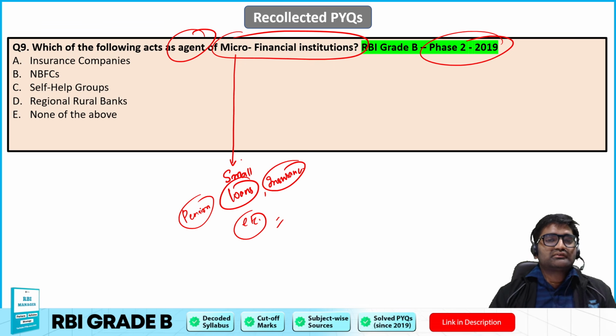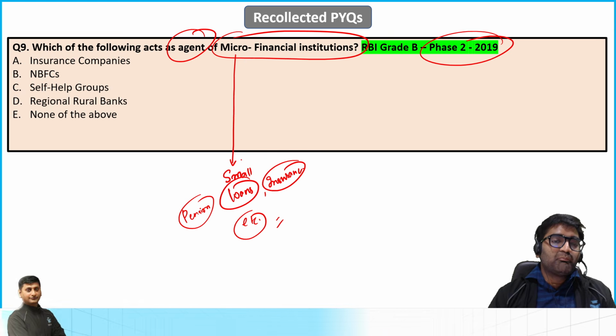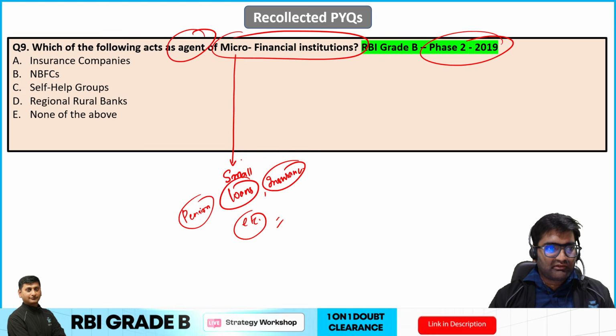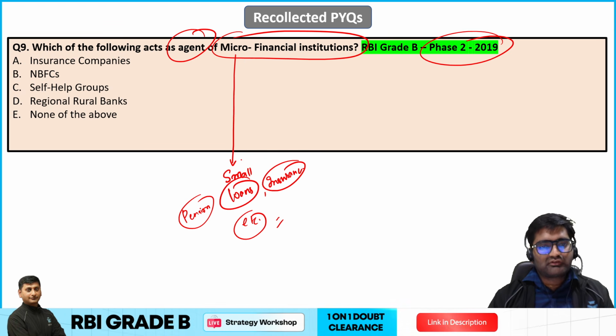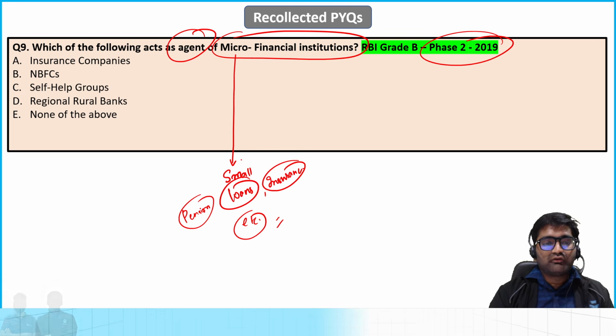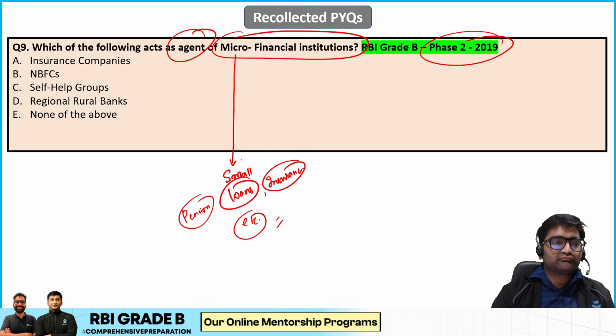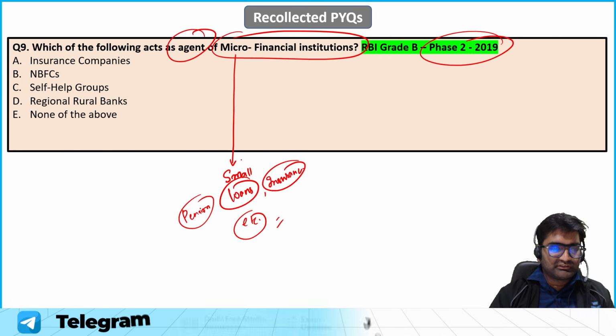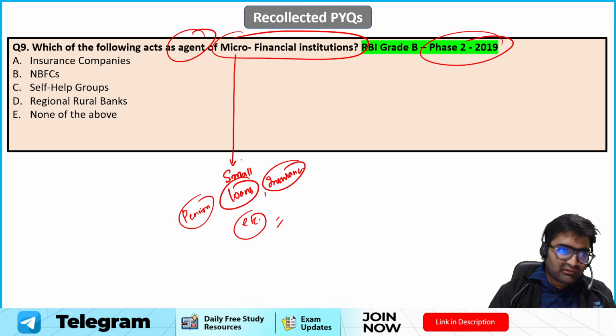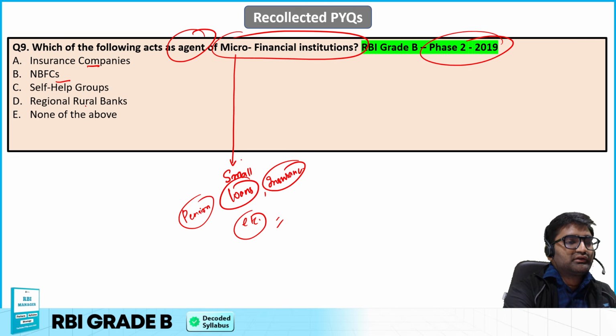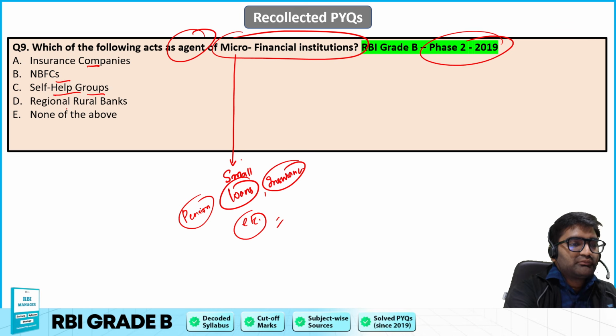For example, somebody needs a loan of 10,000 rupees. Will a bank give? Might be or might not, but microfinance institutions will definitely do that. Okay, so that is a microfinance institution. Which of the following acts as an agent of microfinance institutions is being asked over here, right? So: insurance companies, NBFCs, non-banking financial companies, self-help groups, regional rural banks, or none of the above.